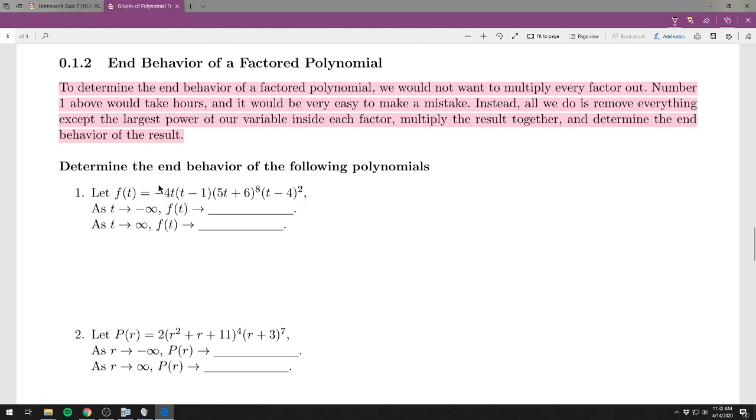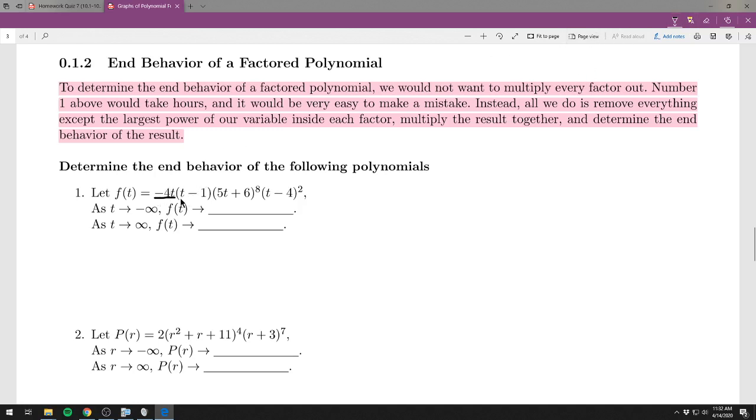All right, so what we're saying here, let f of t equal negative 4t times t minus 1 times 5t plus 6 to the 8th power times t minus 4 squared. We want to just multiply and get the leading term, the largest power of t. Well, the front term, negative 4t, is by itself. You can't cancel anything with that. You don't want to get rid of the negative. That might affect things. You might as well just keep the 4 along.